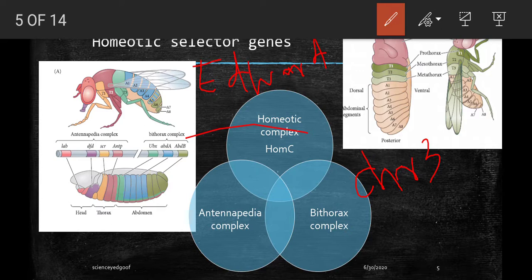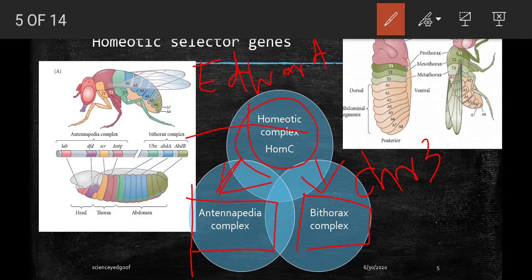So the first region is called the Antennapedia complex, and then you have the second region, which is the Bithorax complex. The chromosome region which contains both the Antennapedia complex and the Bithorax complex is referred to as the homeotic complex, or the HOM-C. So we'll be looking into each of these complexes in detail.